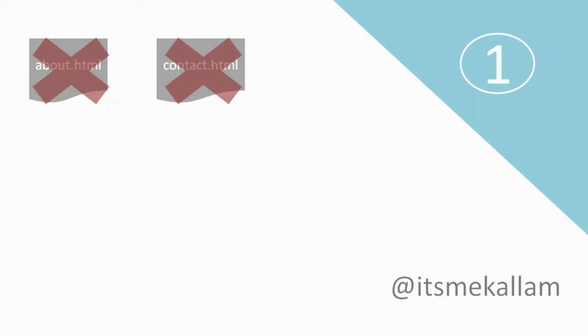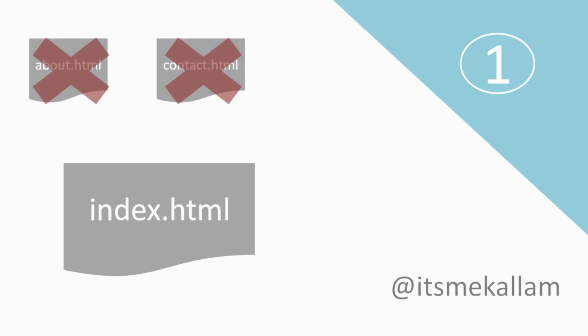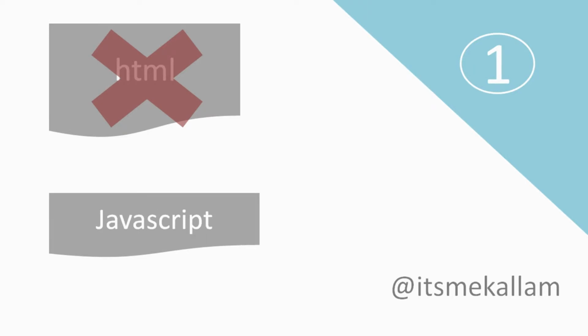But in single page applications, the browser loads the entire page in the beginning, and we will not see multiple HTML pages like about.html, contact.html, because the entire application works on a single index.html page. But how could I write the code of index.html, contact.html, about.html in a single HTML page?